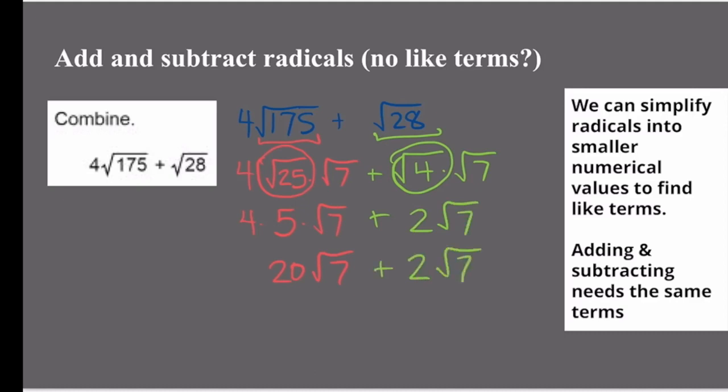So we get 20 radical 7 plus 2 radical 7, and how lucky are we? These are like terms. They both have radical 7s. So 20 of those plus 2 of those give me 22 of those. So the answer is 22 radical 7.